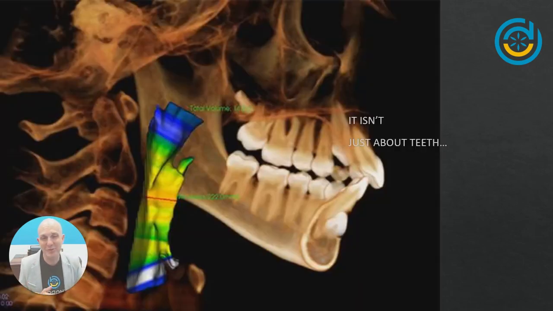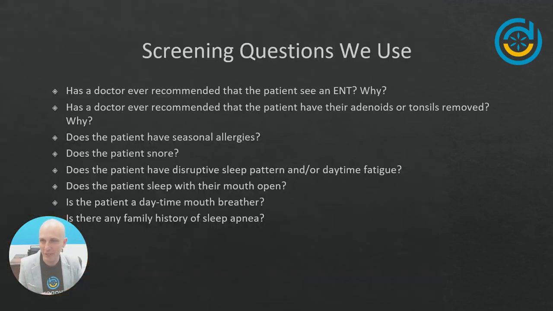One of the things that makes us unique is our 3D X-ray machine. So not only can we see where our teeth are exactly in the bone as they're erupting, but we can also do a screening on a patient's airway, which you can see in color represented here. We're also going to ask screening questions about airway. Some of those are pasted here, and we have further in-depth screening questions as well if we need to.